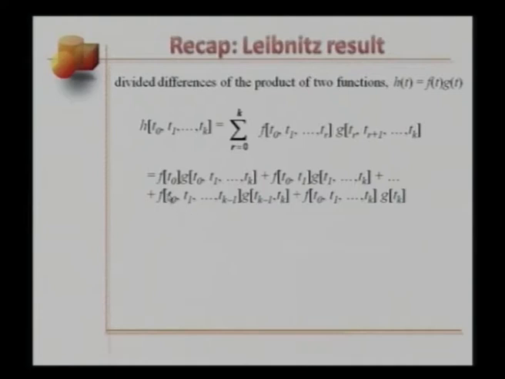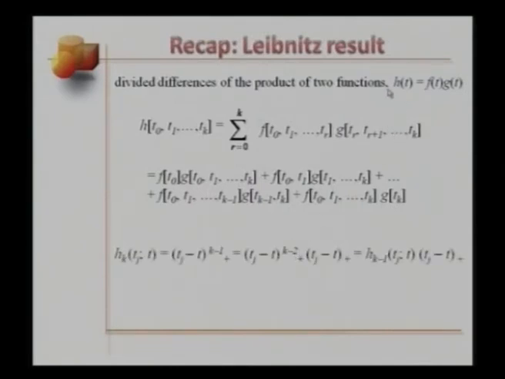The expression will read like f of t0 times g of t0, t1 up till tk, plus f of t0, t1 times g of t1 up till tk, plus quite a few more terms, plus f of t0, t1 up till tk minus 1 times g of tk minus 1, tk, plus f of t0, t1 up till tk times g of tk.